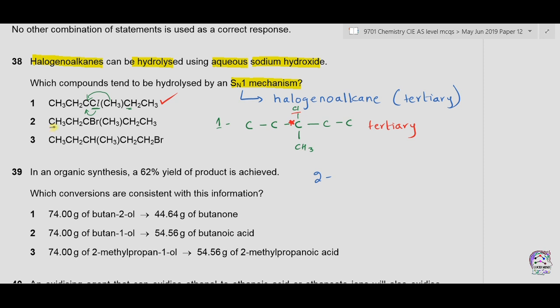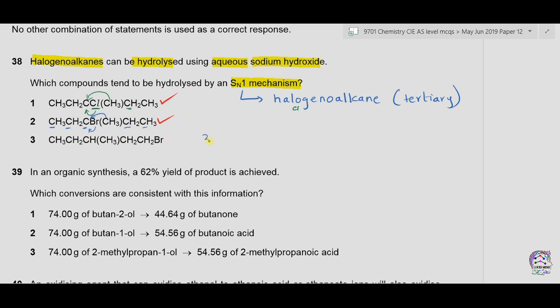We have 1 carbon, 2 carbons, 3 carbons, and with the third carbon bromine is attached and CH3 is also attached. Then we have CH2 and CH3. Again we can see that the halogen is attached to this carbon atom and this carbon is directly attached with 3 other carbon atoms. So therefore this is also tertiary halogenoalkane, and it will undergo through SN1 mechanism.